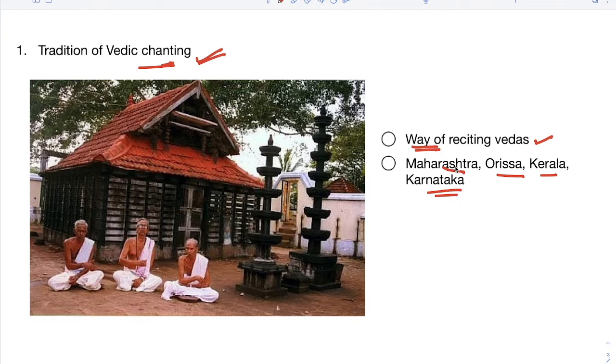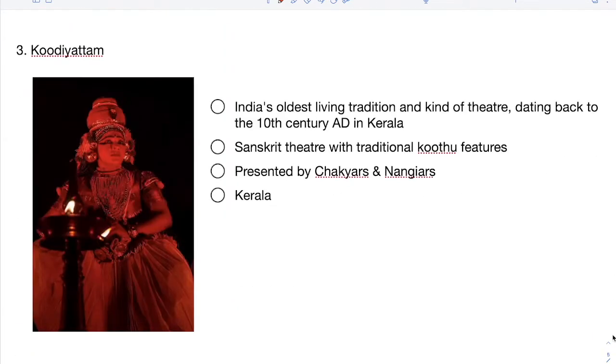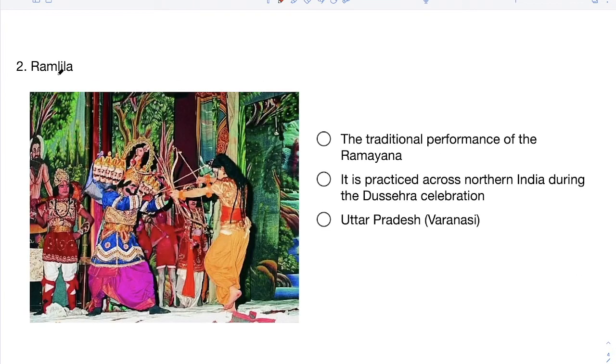Okay, please remember that the UNESCO's ICH form which was inscribed, the tradition of Vedic chanting, is based in the states of Maharashtra, Odisha, Kerala, and Karnataka. Okay, that is the first one. These 2 small points you have to remember with the trick also. Okay, the second form is Ramlila. Ramlila means it is a traditional performance of Ramayana.